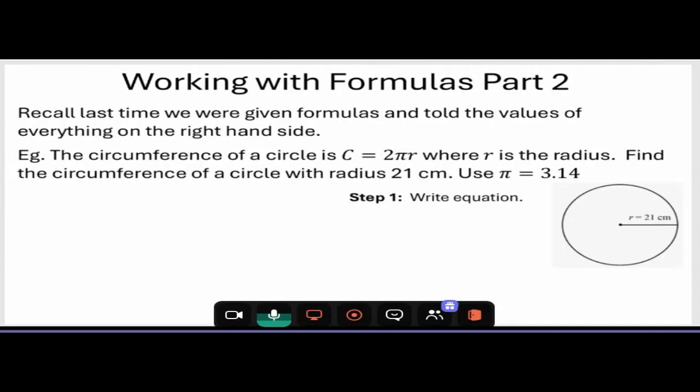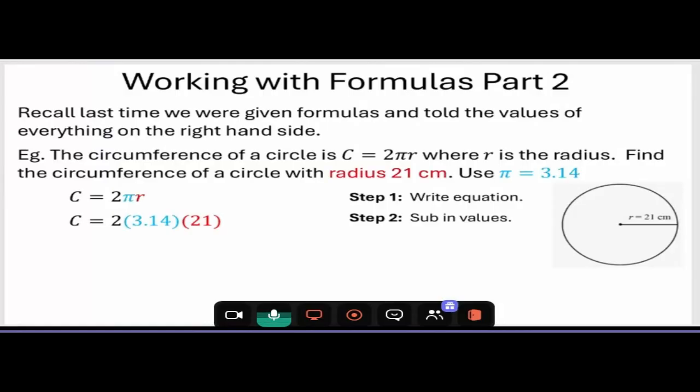We first always write the equation. We're still going to do that today. Second, we sub in everything that we know. So in this case, we put in the value of pi, which they don't have to tell us in the question. You can just use 3.14, but often I have been listing it there as well, just so I can do my color matching. And we know the radius is 21 centimeters. So again, all the values we are given are on the right-hand side.